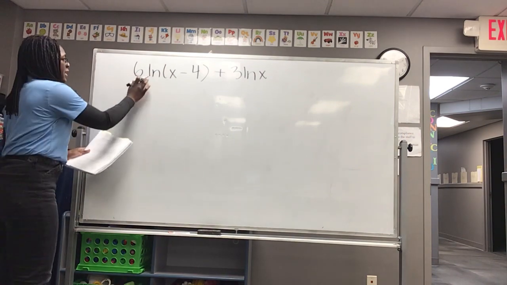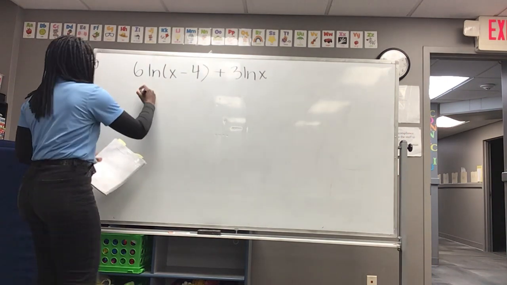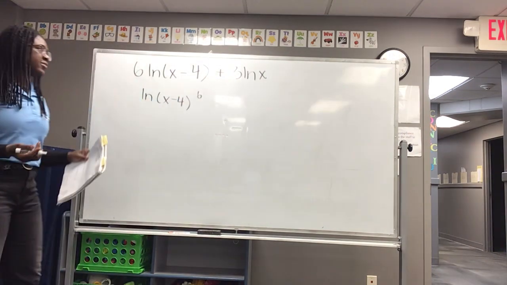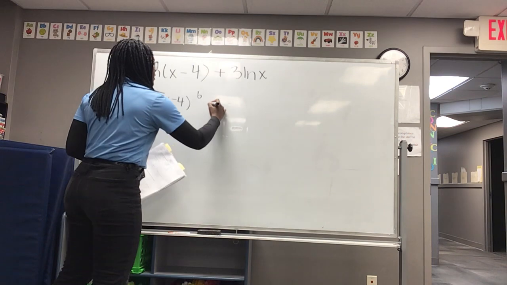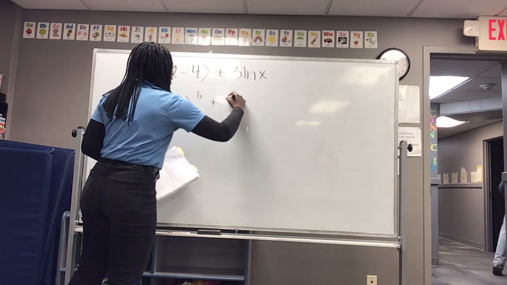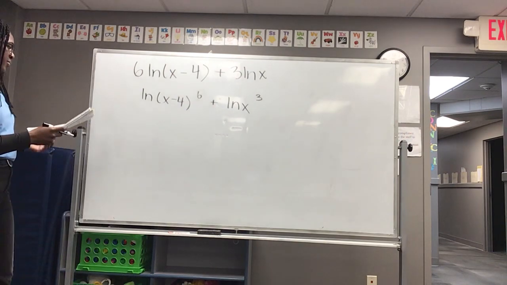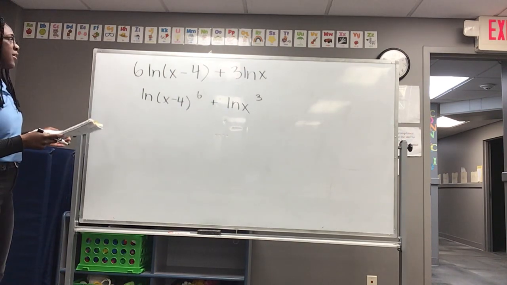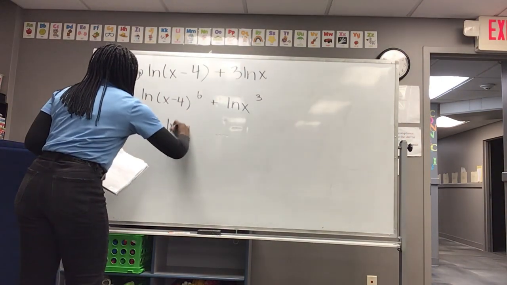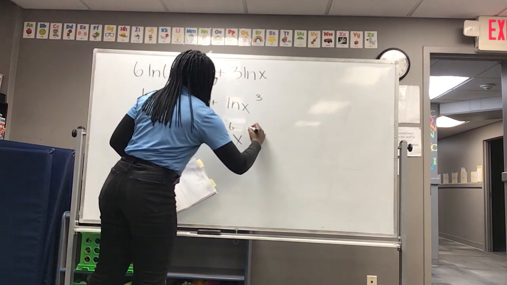So to start off with, I see that there's a number in front of my natural log, so that tells me it's an exponent. So moving backwards, that becomes natural log x minus 4 to the power of 6. And my second part here, there's a 3 in front, so that also tells me it's an exponent. So plus natural log x to the power of 3. And then lastly, because we're adding here, I know that this is multiplication. So that's just going to become natural log x minus 4 to the power of 6, and then x cubed.